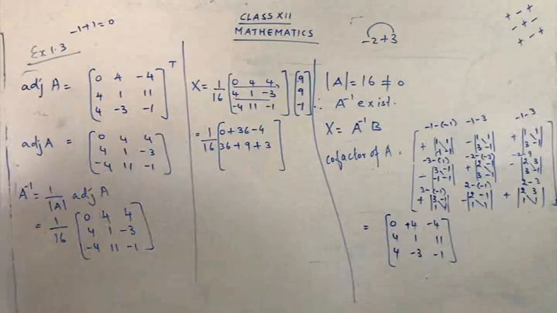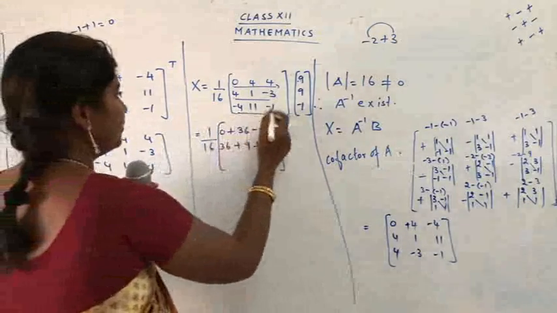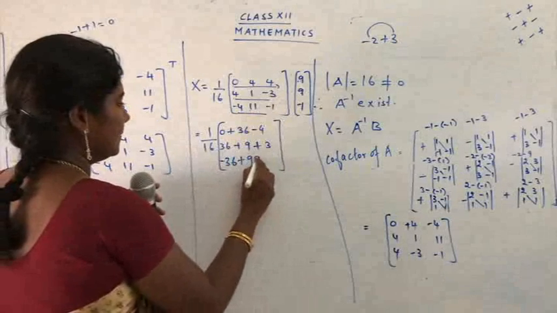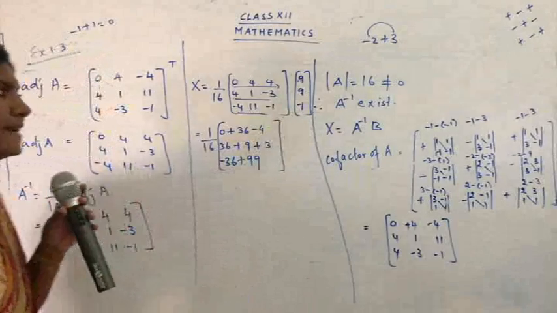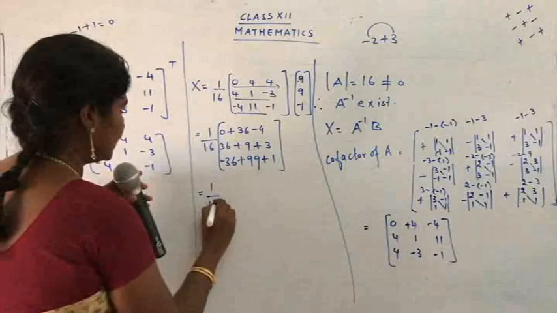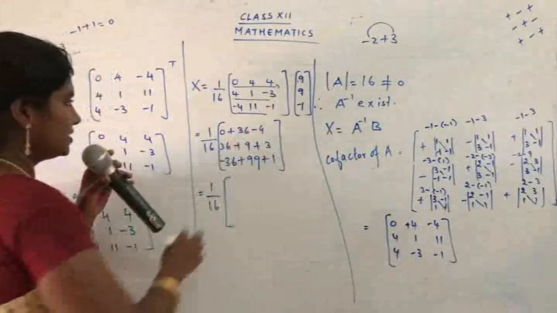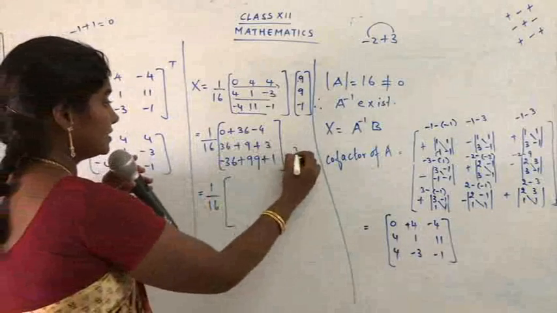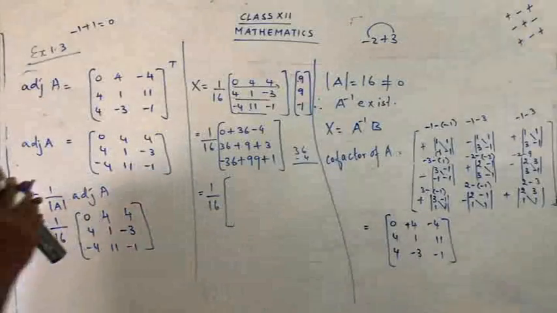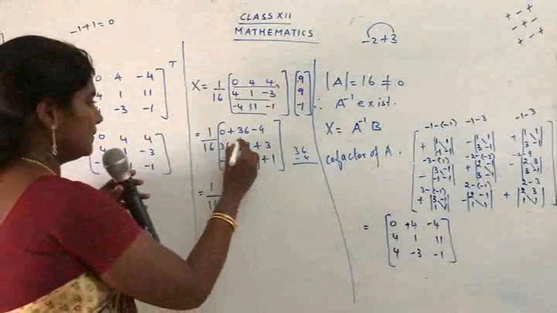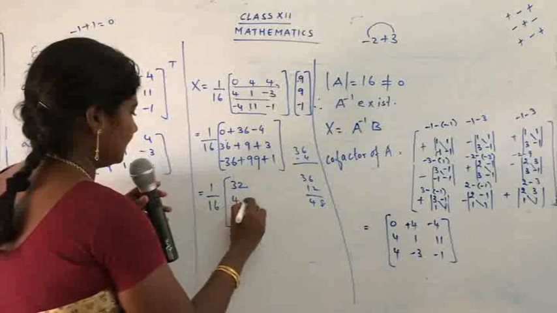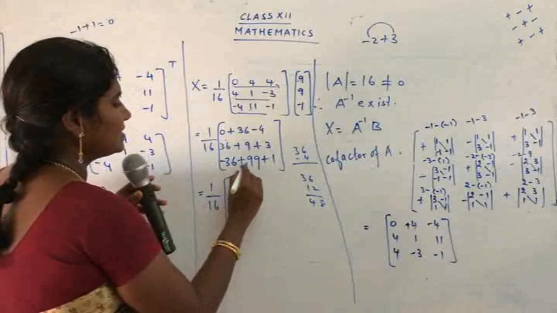Okay, next. What do you get here? Minus 4 into 9, minus 36. 11 into 9, plus 99, minus 1 into minus 1. What is minus 1 into minus 1? Plus 1. Okay, so what we have here, 1 upon 16, 36 minus 4, what do you get? When you take 4 from 36, it's 32. 36 plus 9 plus 3 is 36 plus 12, 48. Minus 36 plus 99 plus 1.